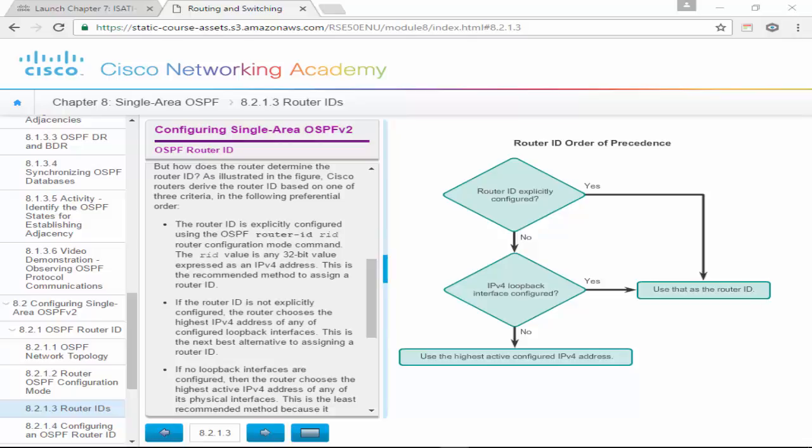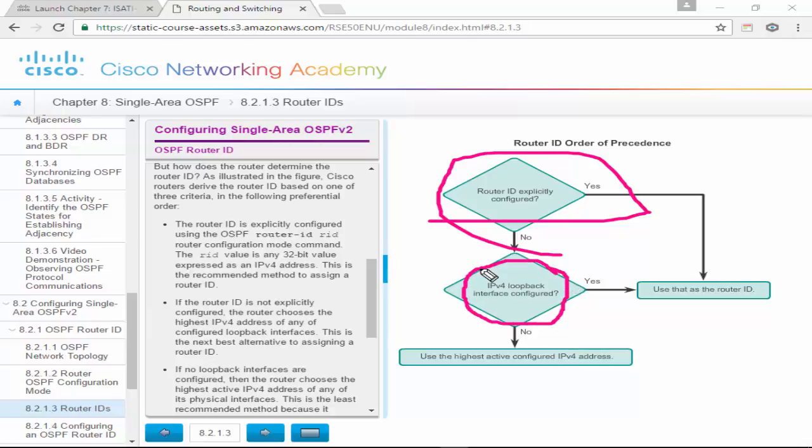But how it picks a router ID without us setting one is: if we set the router ID, that's how it gets it. If not, it says, hey, do we have a loopback? What's the highest loopback configured? Okay, we're going to pick the highest IP address on our loopback. If there's not one of those, then use the highest active physical IP address.